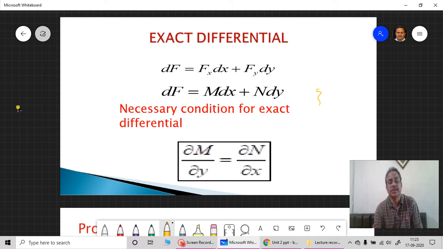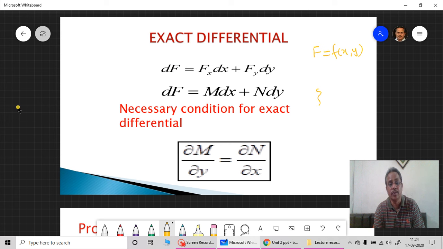Now, this first slide shows the total differential of any given function f, which is a function of x and y. These are the two independent variables, and f is the dependent variable. Its total differential is written as df is equal to the partial differentiation of f with respect to x, that is fx, into dx, plus the partial differentiation of f with respect to y, keeping x constant, that we call fy, multiplied by dy.